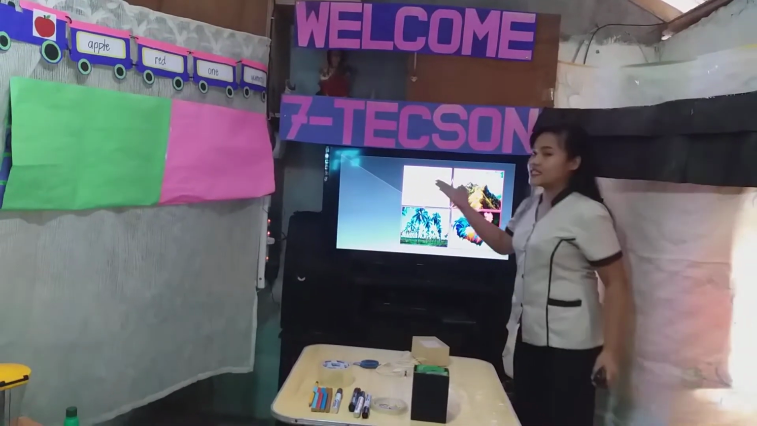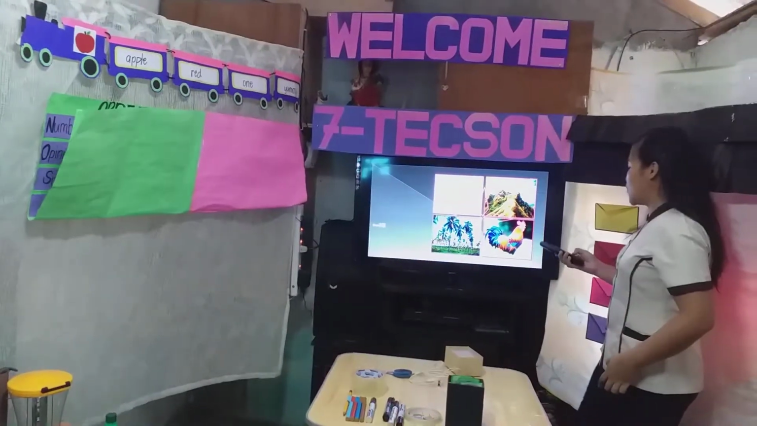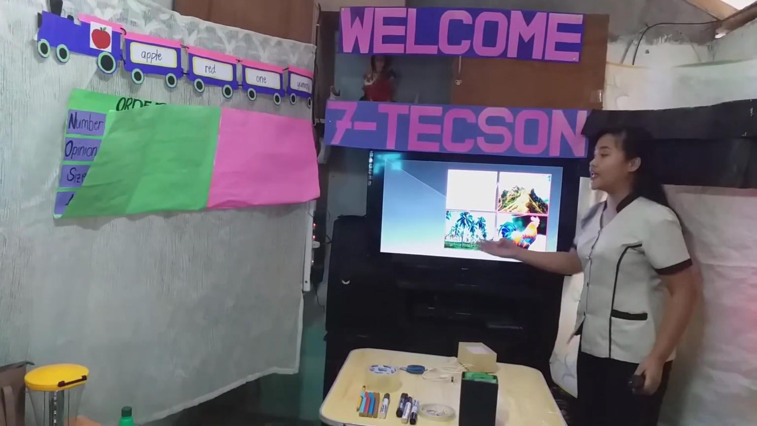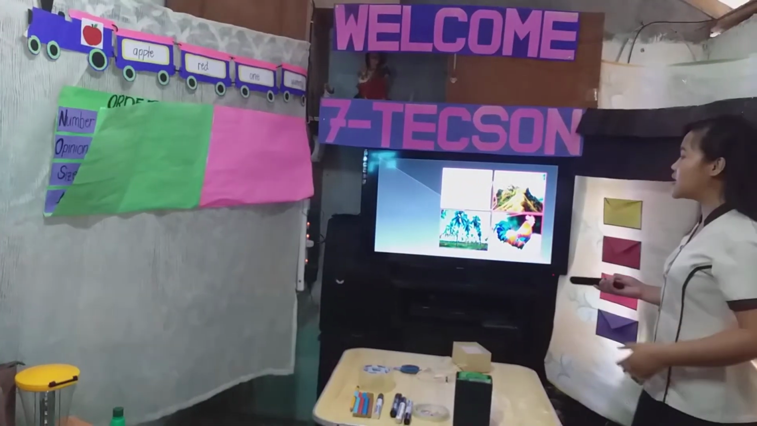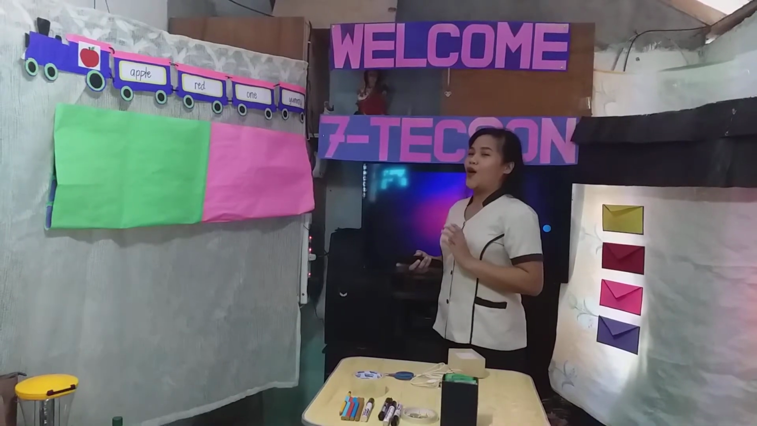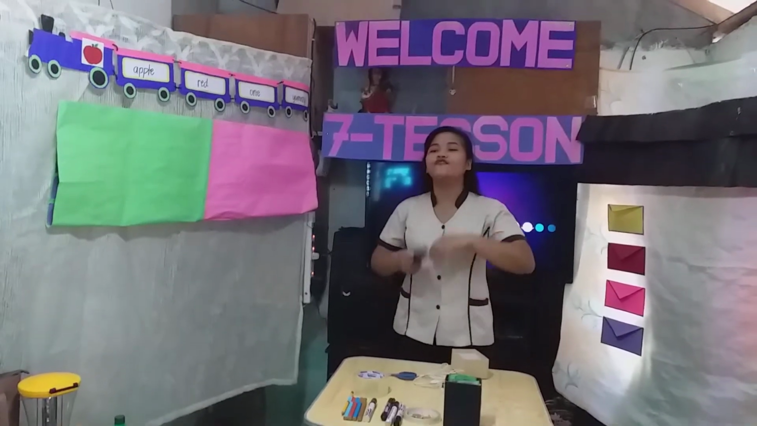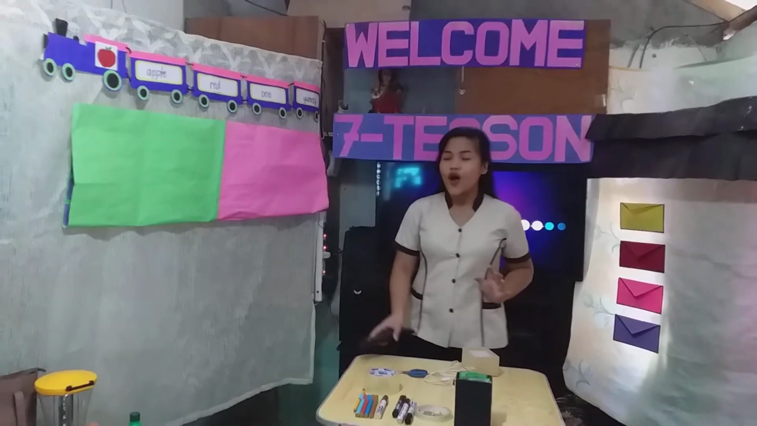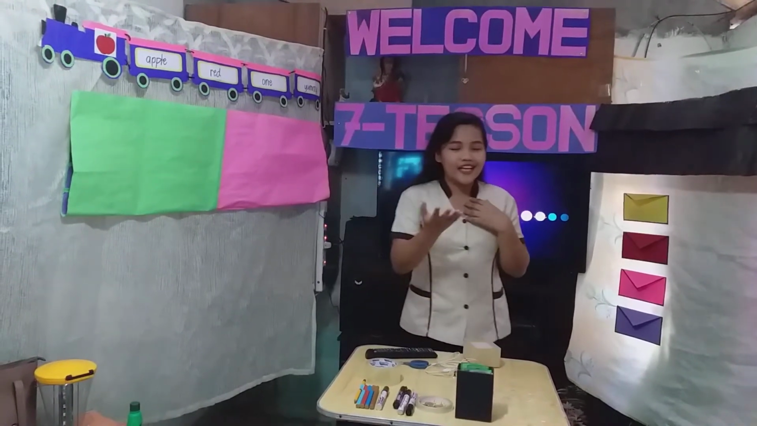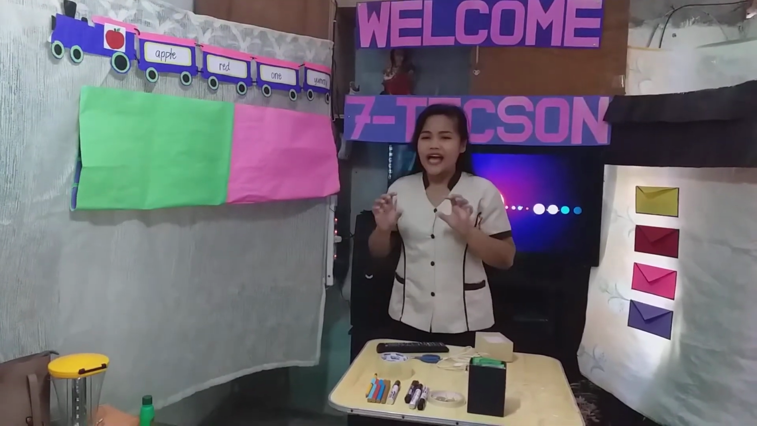Group 1, this is your picture. Group 2, this is your picture. Group 3 and group 4. Your 5 minutes starts now. Okay, very good. Group 1, 2, 3, and 4, you've done it well. So, what have you observed with your trains? Yes, very good. You have listed one or more adjectives.